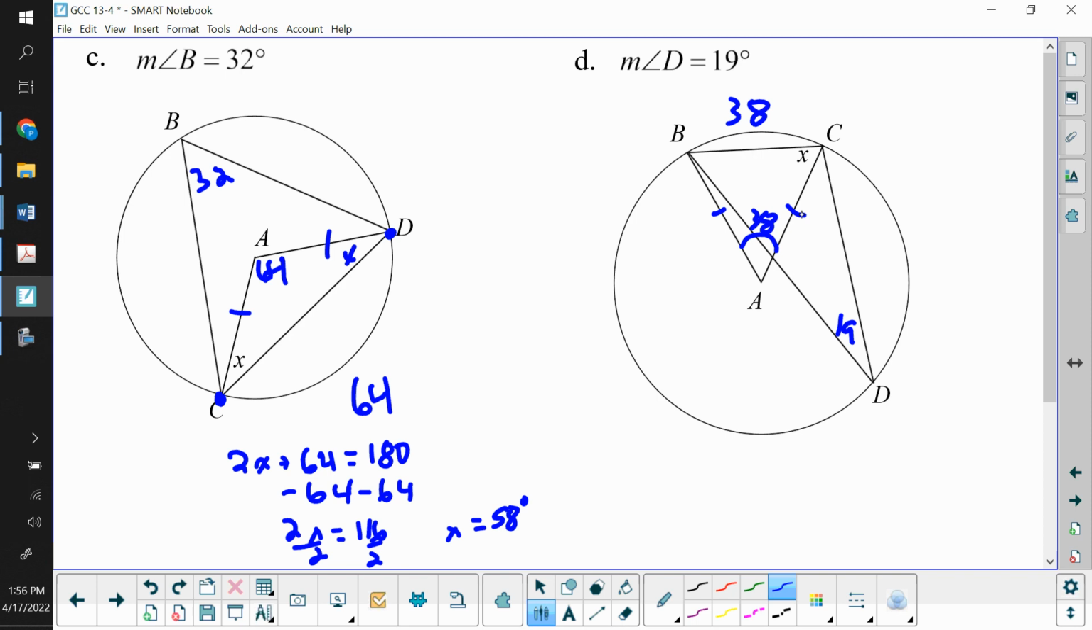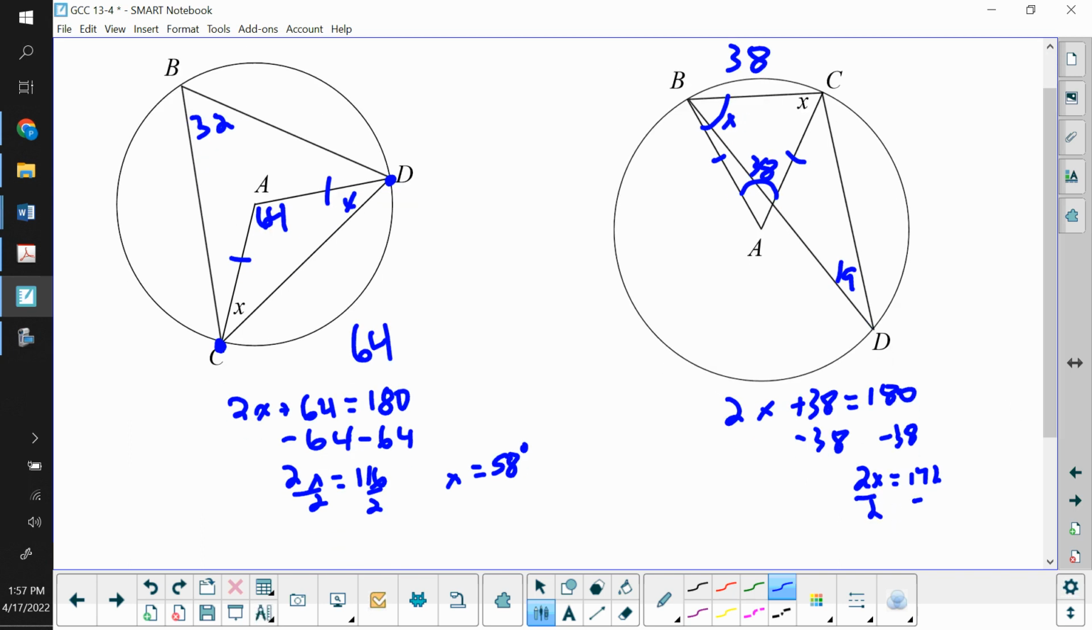AB and AC are radii. So this whole angle here we could also call x. So we'd have 2x plus 38 equals 180. Subtract the 38 over, we get 2x equals 142. And when you divide by 2, we get that x is equal to 71.